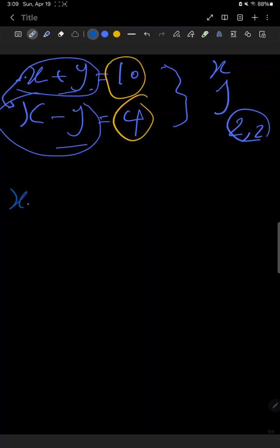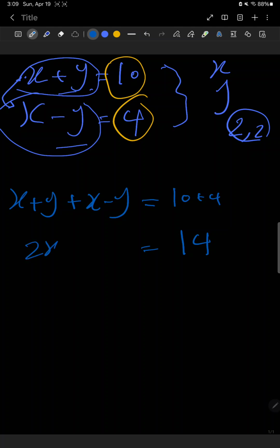So I will say x plus y, this is the first equation, plus x minus y as it is, okay, equals 10 plus 4, okay? So it's 14 from this side. This side I have 2x. X and x, how many x? I have 2 x's, okay?